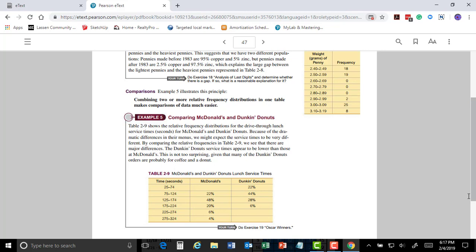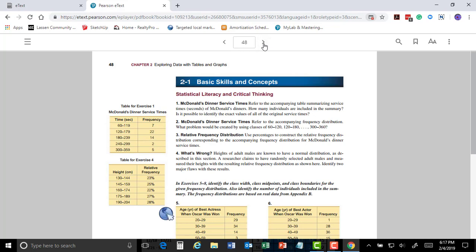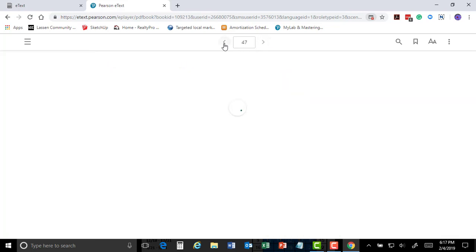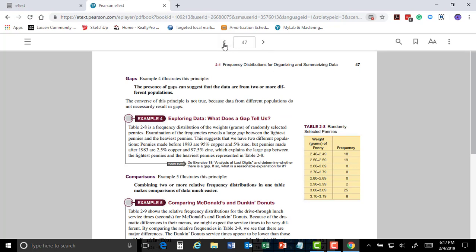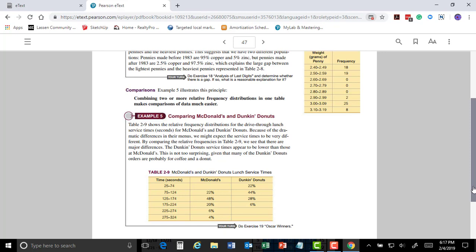What's next? What's being compared? What was being compared in that particular problem? Weight of pennies. That one is. Oh yeah, that's the important one, huh? Depends how long you want to live.